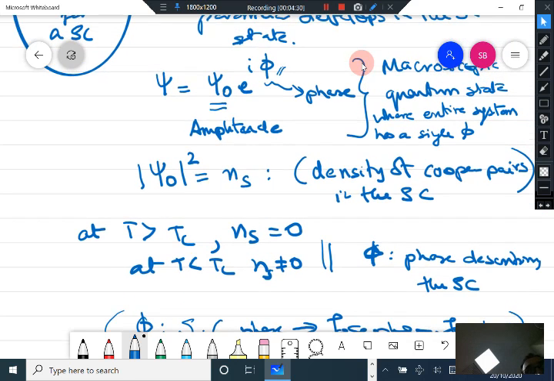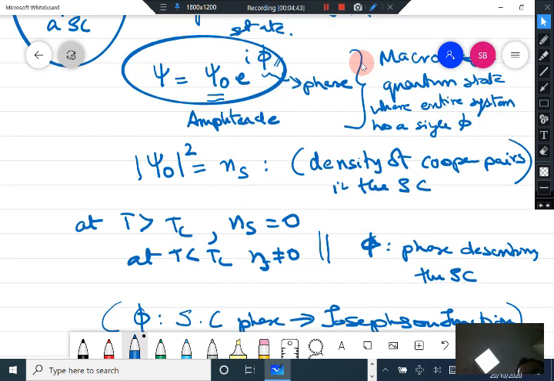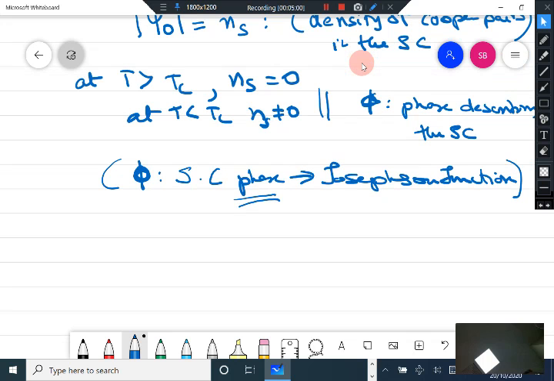Okay, and the unique property of this superconducting phase order parameter is included in this quantity psi equal to psi naught e raised to i phi, where now phi is the phase. Okay, remember that we sometimes use phi to represent flux and sometimes to represent phase. In this particular case, phi represents the phase. Here we are representing the phase of the superconducting state, that all the particles are in phase with each other.